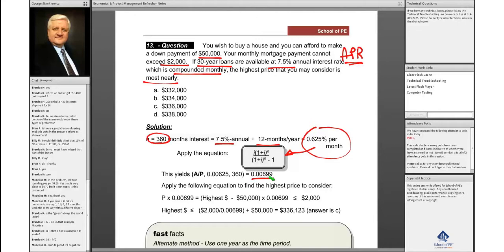You're going to apply this equation and come up with a factor table number. However, this time, since you can't exceed it, you're going to use these numbers as though it were an algebraic equation. So you have your present value times your factor number is equal to the highest dollars minus 50, times your factor table number that you calculated. It's got to be less than or equal to $2,000. The highest number, less than or equal to 2,000, divided out plus the 50 gives you $336,000.